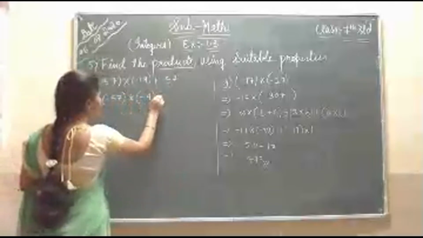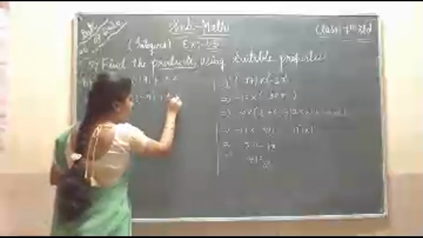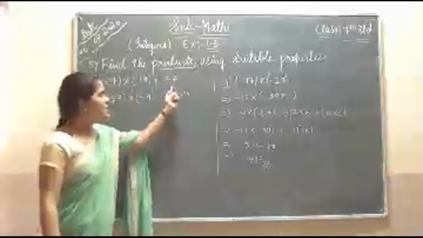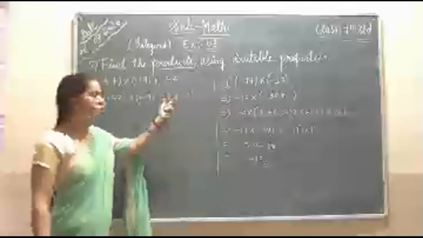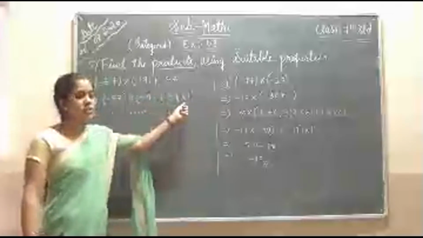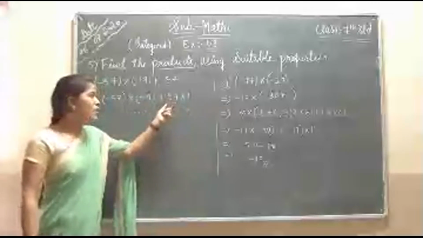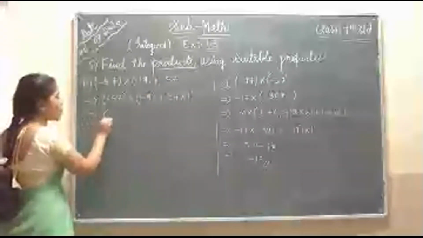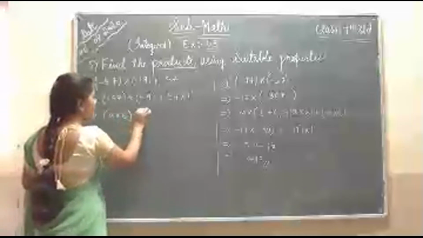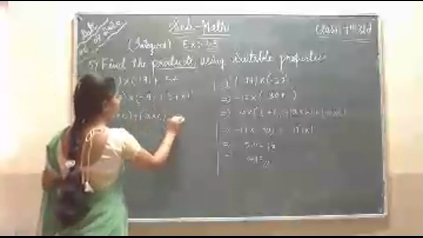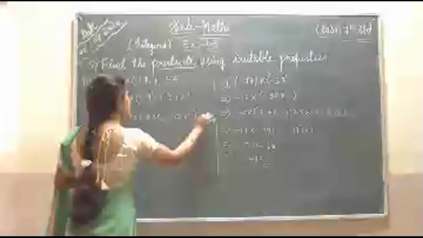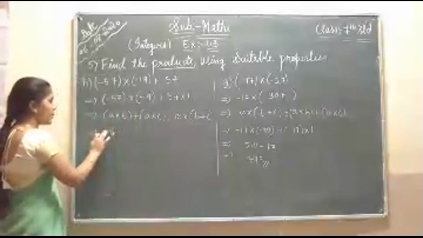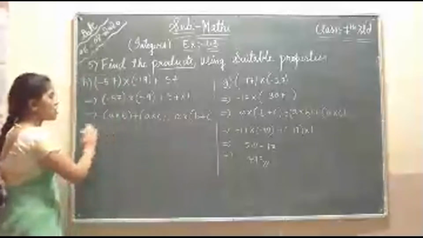See here. 57 ones are 57. We are multiplying by just one because of A into B, A into C. We are taking here distributive property. So here 57 ones are 57. Okay, now this is in the form of A into B plus A into C equals A into B plus C. Here A is minus 57.